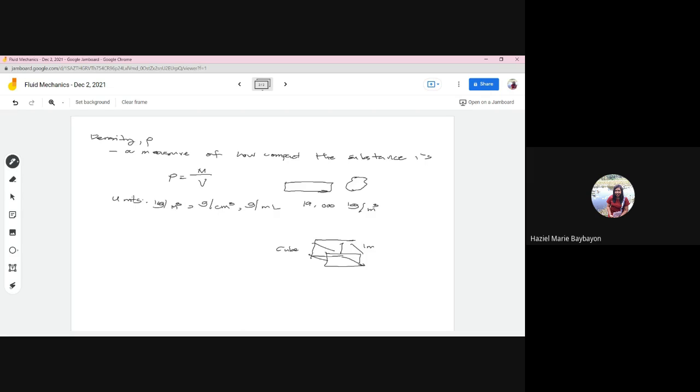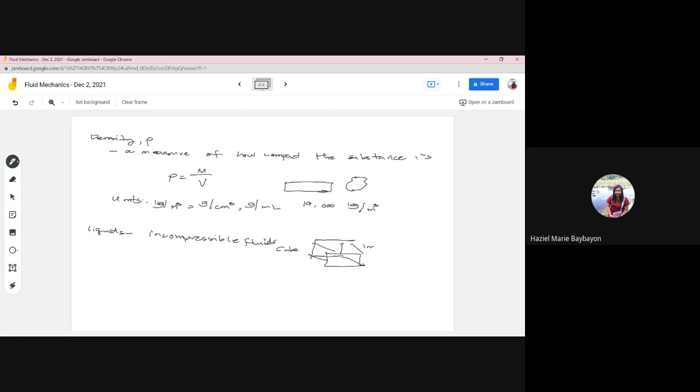Okay. Now, in terms of fluids, if you notice, class, liquids, although their molecules are farther from each other, unlike that of solids, liquids are incompressible fluids. Incompressible fluids.